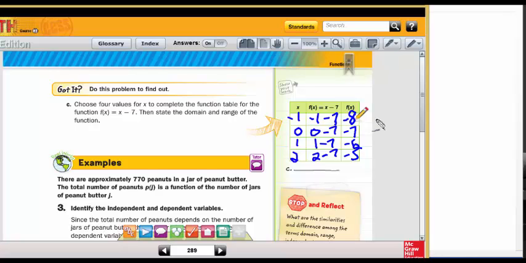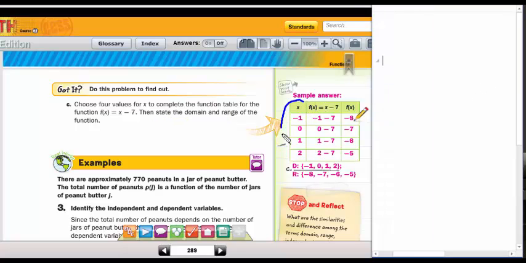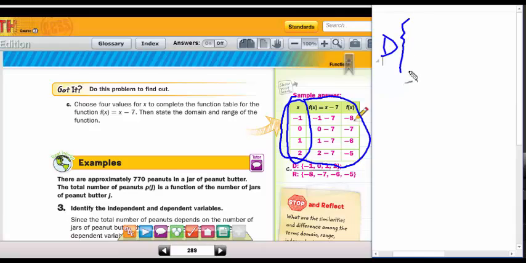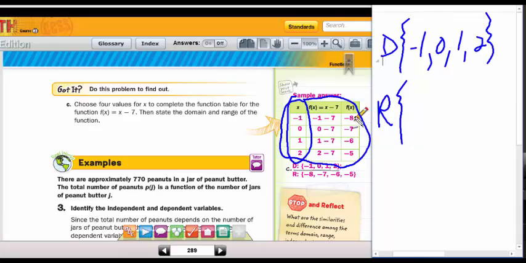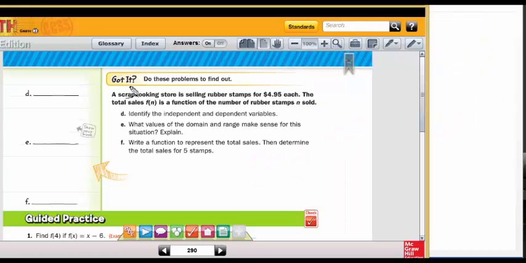And then the other thing it says is state the domain and the range of the function. So realizing that we had all of these values here, our x values would be the domain, so we should say domain equals, in ascending order, -1, 0, 1, and 2, and then our range in ascending order also is -8, -7, -6, -5, with brackets.